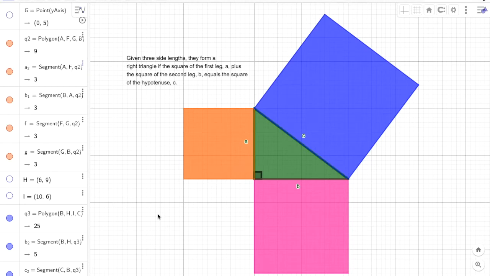One last time, let's walk through the definitions so that we can put all this together. Given three side lengths, they form a right triangle, this right triangle right here, ABC, if the square of the first leg, a, so that's this orange square, plus, so this is adding, the square of the second leg, b, so this is the pink square. If you add the area of this square and the area of this square, it says it equals the square of the hypotenuse, c, this area right here.